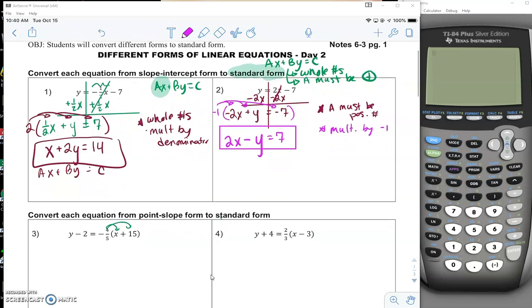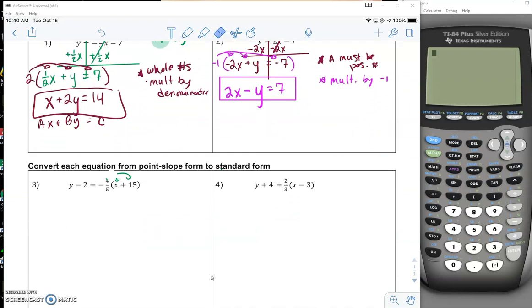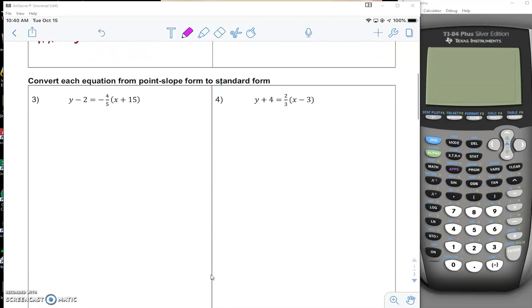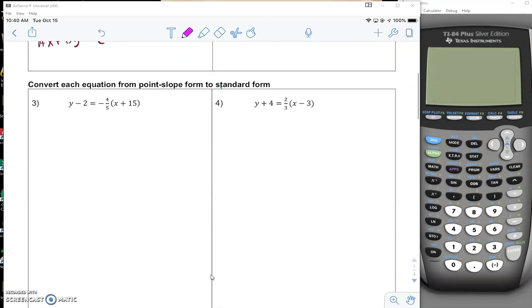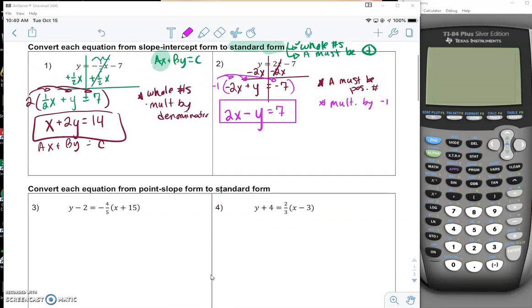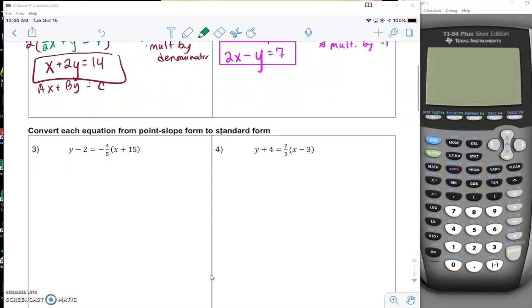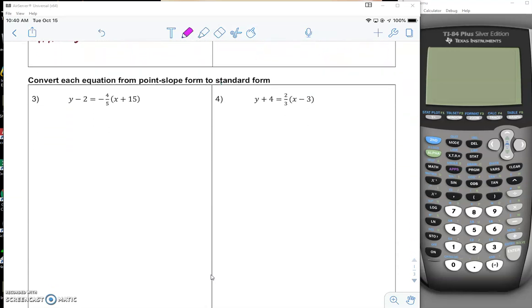Remember, at any time you can pause or rewind this video. Moving on to number 3. Convert each equation from point slope to standard form. So again, we are still going to standard form, ax plus by equals c, where we have to have whole numbers and a has to be positive. But this time we're starting in point slope form.